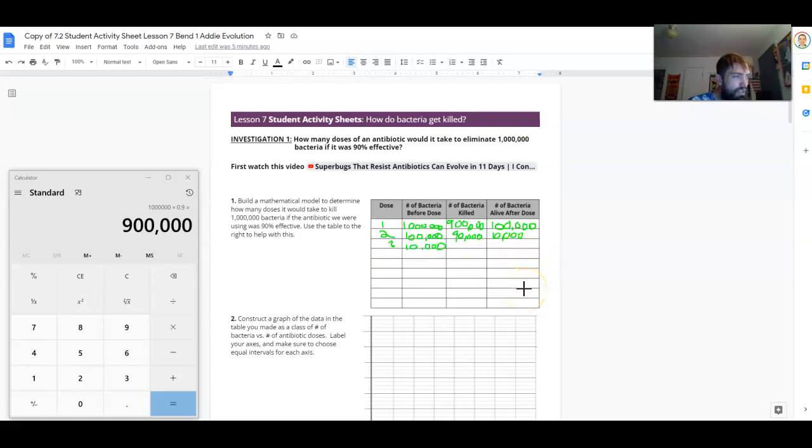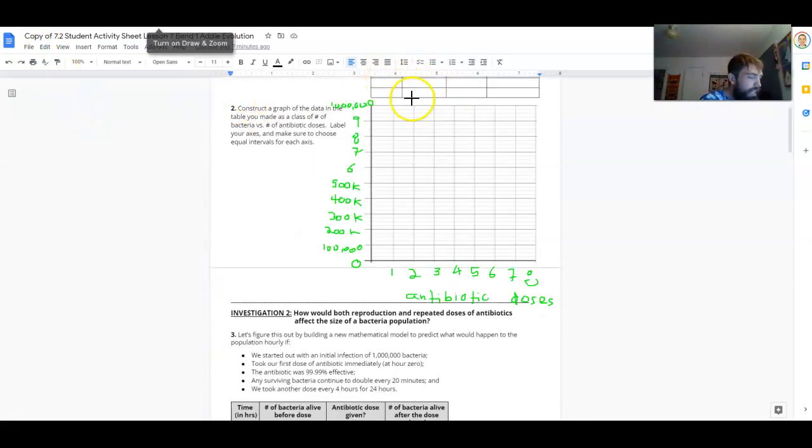Okay, so you can fill those in and then try to fill in the rest of the table and come check with me when you're done with that. When you're done with that table, you're going to make it into a line graph. So here you have the number of antibiotic doses, and here on the y-axis, the number of bacteria left over.